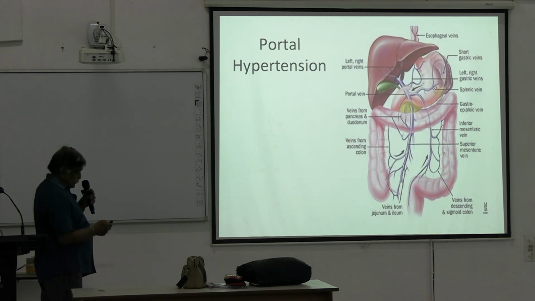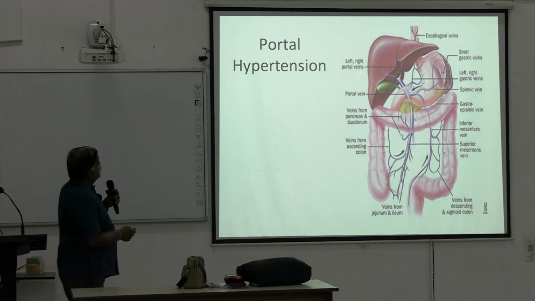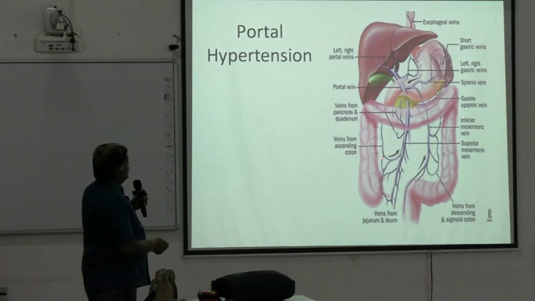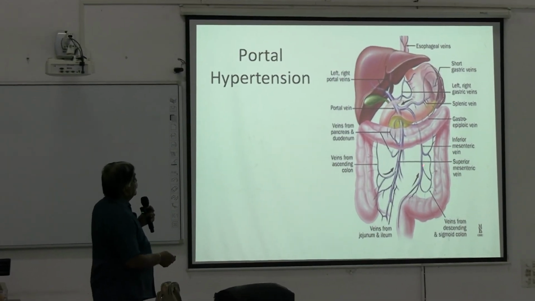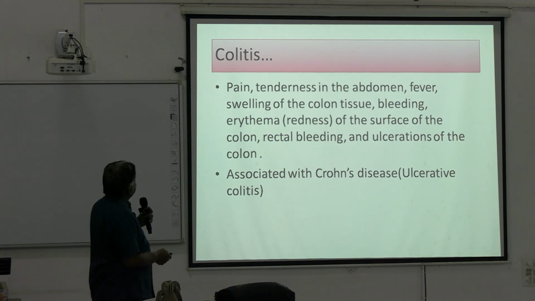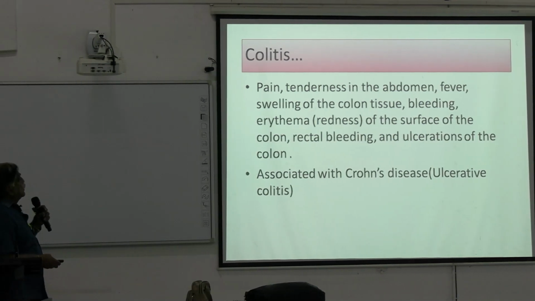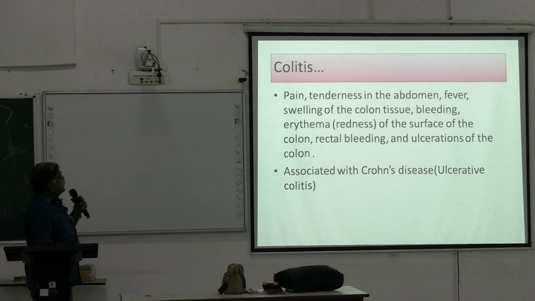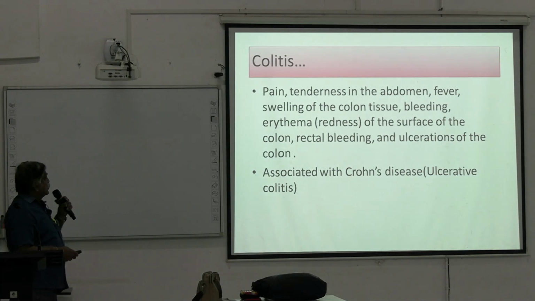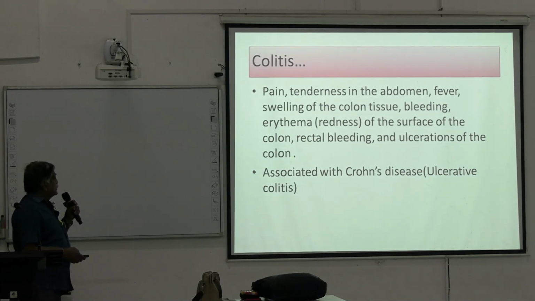Now, portal hypertension, you see the liver, the portal vein, veins from pancreas and duodenum, veins from ascending colon, and veins from jejunum and ileum, the inferior mesenteric vein, superior mesenteric vein. And you see the left gastric vein, splenic vein, and short gastric vein in the esophageal veins. Next. Now, colitis: pain, tenderness in the abdomen, fever, swelling of the colon tissues, bleeding, erythema, redness of the surface of the colon, rectal bleeding, and ulceration of the colon associated with Crohn's disease, ulcerative colitis. Next.